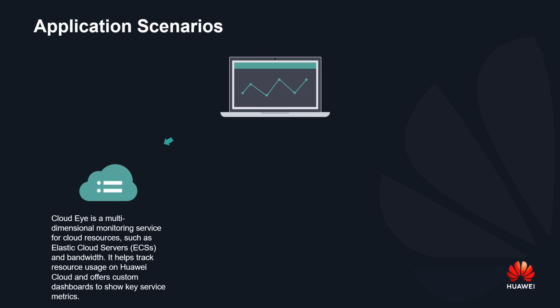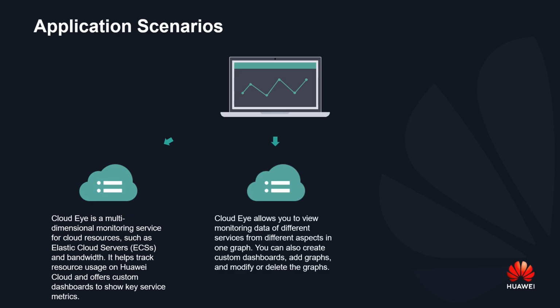Cloud Eye is a multi-dimensional monitoring service for cloud resources, such as elastic cloud servers (ECSs) and bandwidth. It helps track resource usage on Huawei Cloud and offers custom dashboards to show key service metrics. Cloud Eye allows you to view monitoring data of different services from different aspects in one graph.